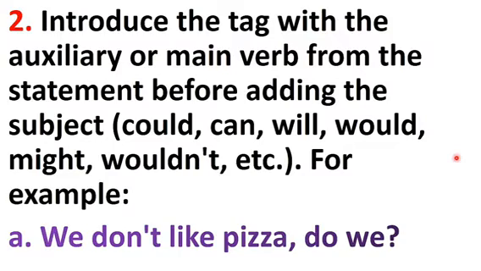Look at this example. We don't like pizza. We don't like pizza. Do we? This don't is the main verb here in the negative form. And what you have here is being turned into a positive form. We don't like pizza. Do we?